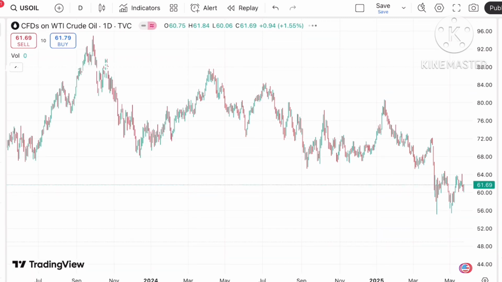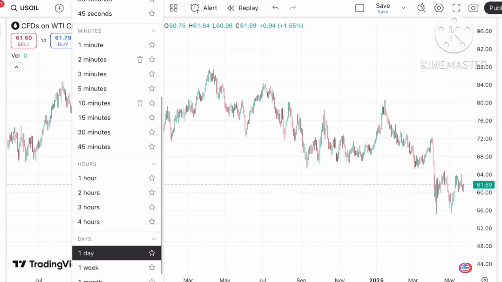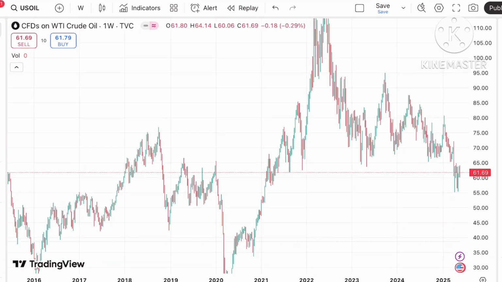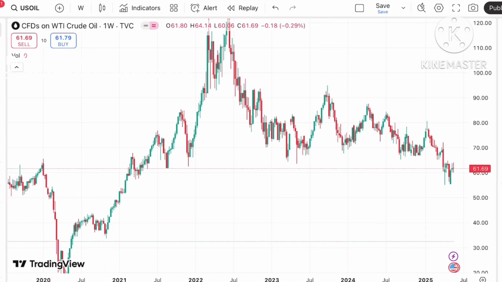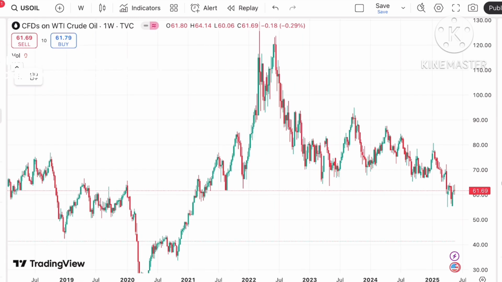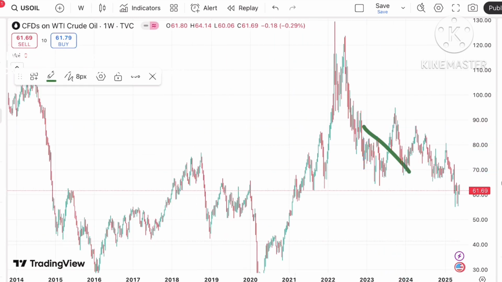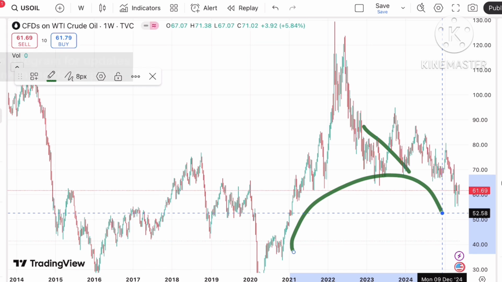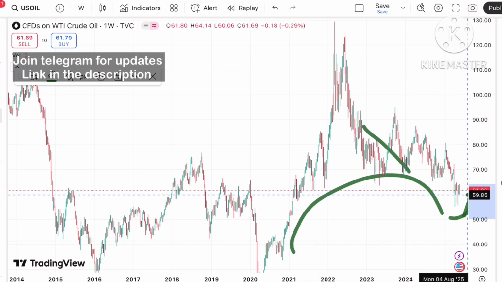So today in this video I'll explain how the price of crude has moved in the last week and how the price of crude can move in the next week. If you look at the chart of crude, the price is now trading at a level of $61.69. As you can see in this chart, a clear U pattern is forming in this range. After that we have seen an upside, and now it is trying to go down.